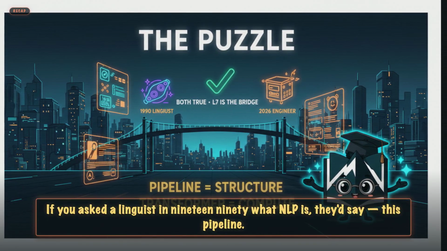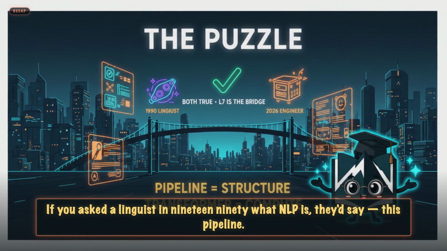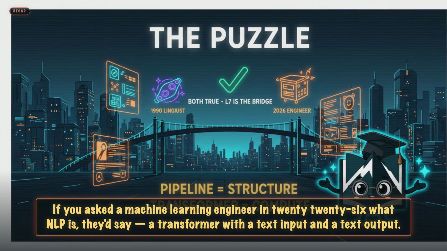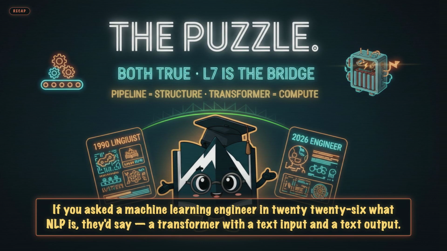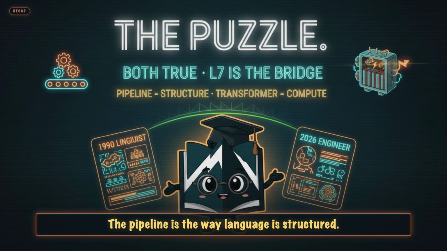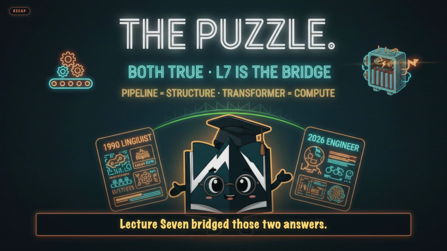Today's puzzle. If you asked a linguist in 1990 what NLP is, they'd say, this pipeline. If you asked a machine learning engineer in 2026 what NLP is, they'd say, a transformer with a text input and a text output. Both are right. The pipeline is the way language is structured. The transformer is the way we now compute over language. Lecture 7 bridged those two answers.